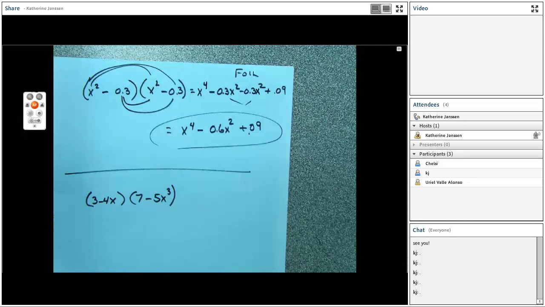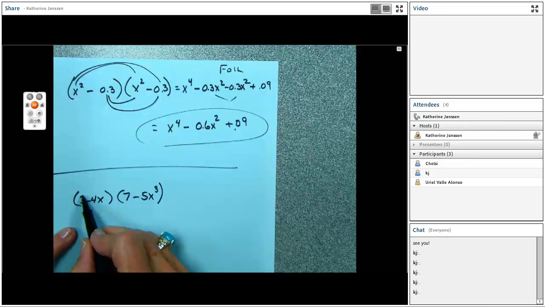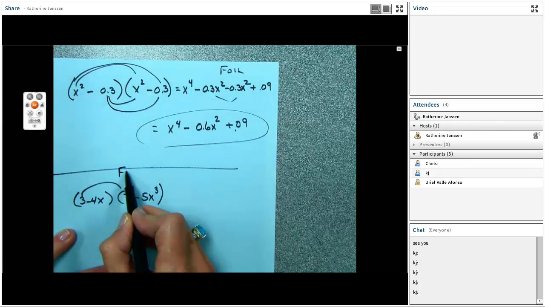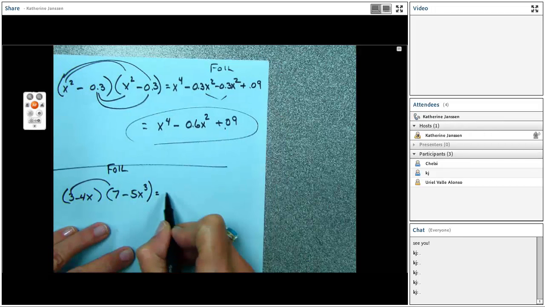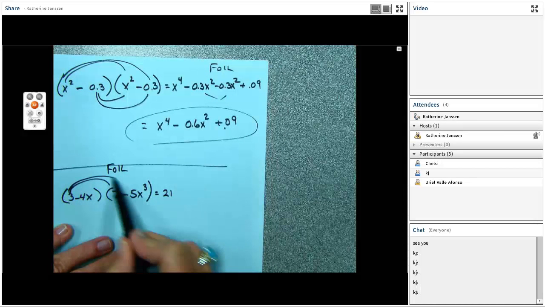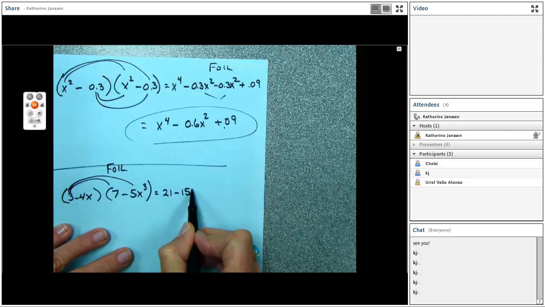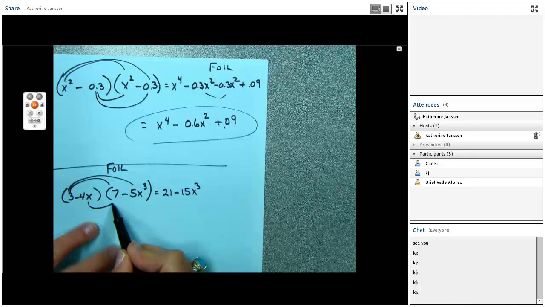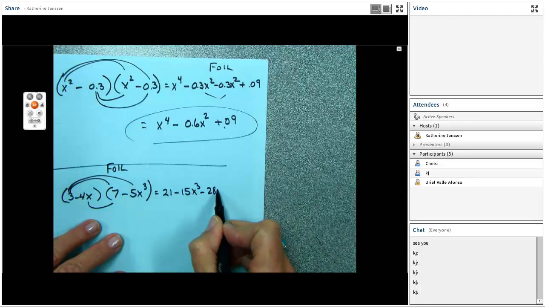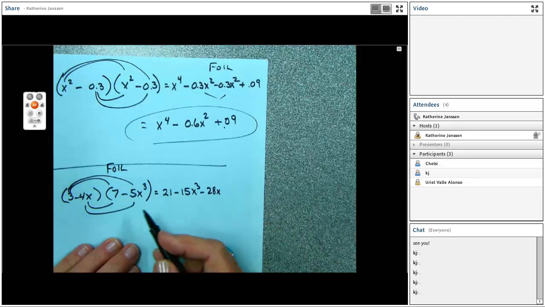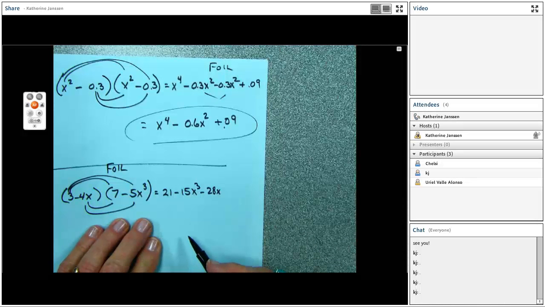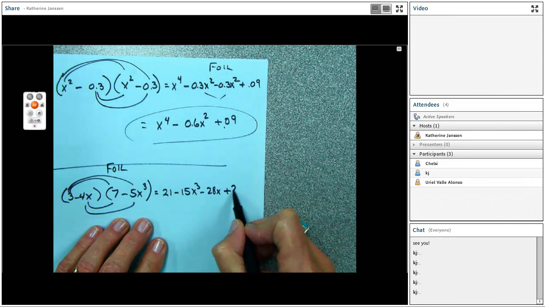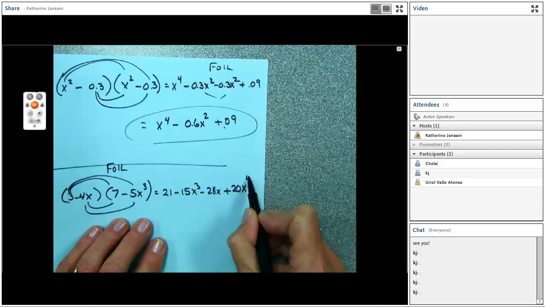Oh, I have a binomial times a binomial. I'm going to use FOIL. First terms be 21. Outer terms be a negative 15x cubed. Inner terms, negative 28x, and my last term's a negative times a negative. It's going to be positive 20x to the fourth.